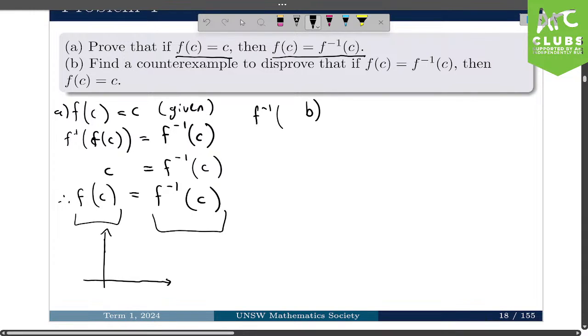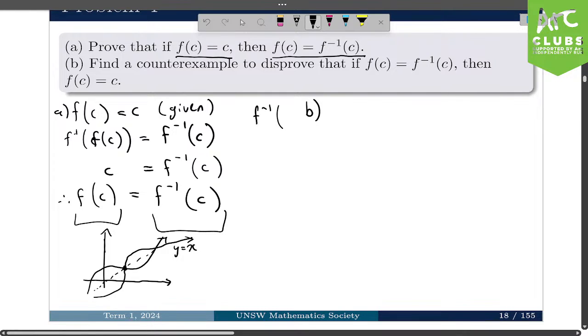So for part A, we knew that at this point c, the function actually equaled its input value. So the point intersected with this line, right? y equals x, or however you want to label it. But this diagonal line. And as we know, to find the graph of the inverse of f, we reflect every point on that graph across that diagonal line, right? So the inverse of f would actually look a little bit like this, right?